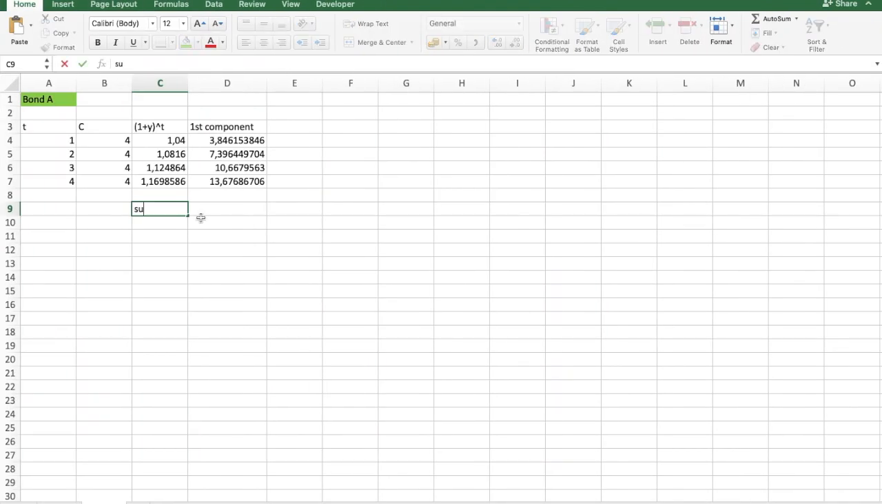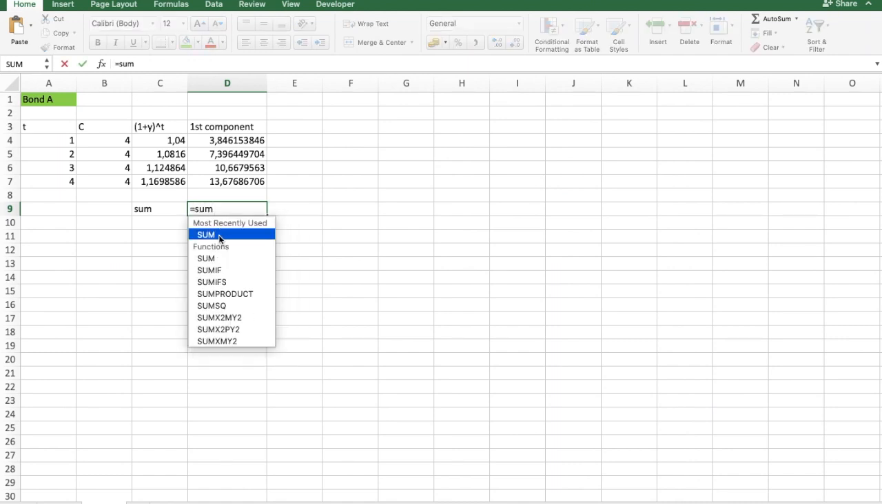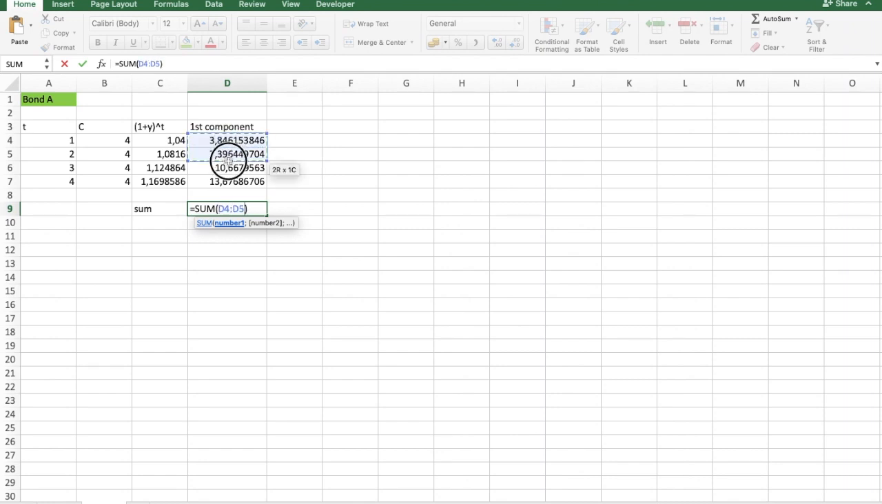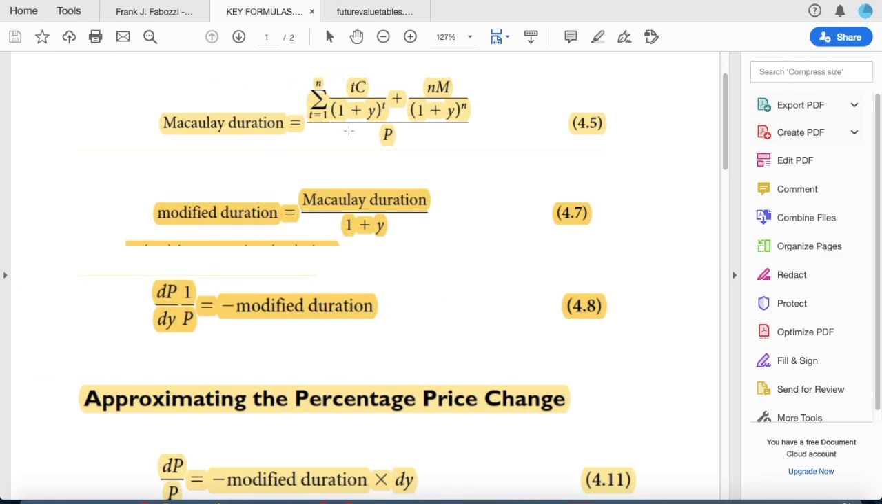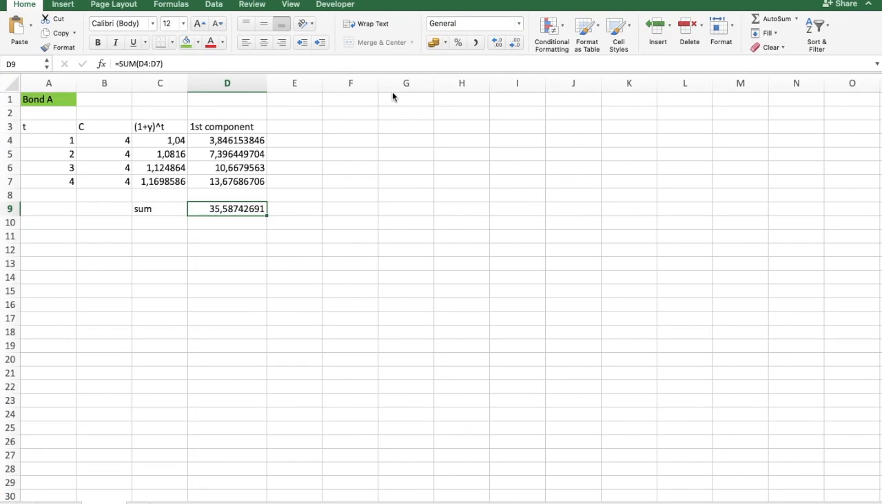So equal sum. The good thing with Excel is that it will always give you some recommendation about the desired function. So for the sum, all I have to do right now is just select the required cells, and that's it. So this is the first component of the duration. Now let's move to the second one.